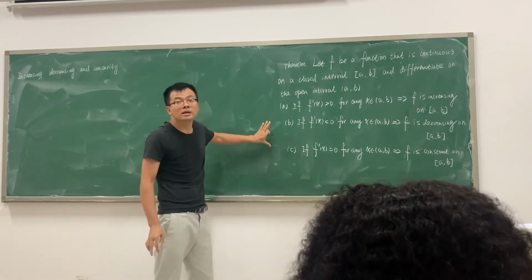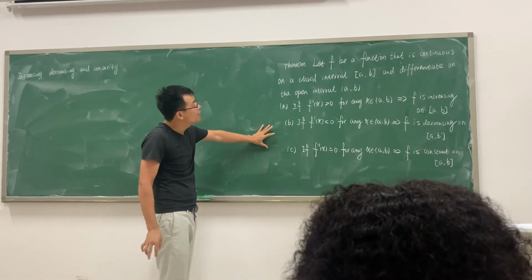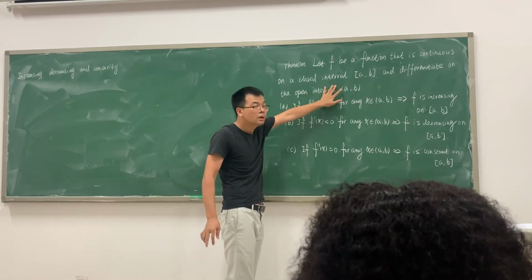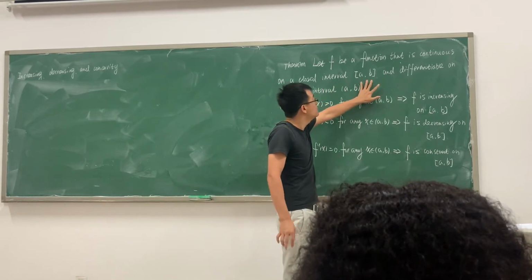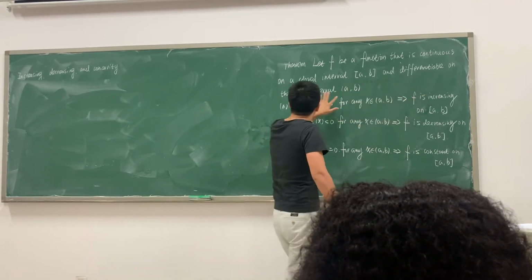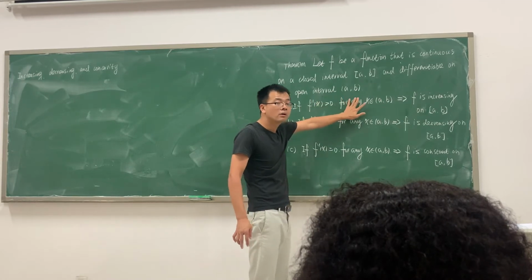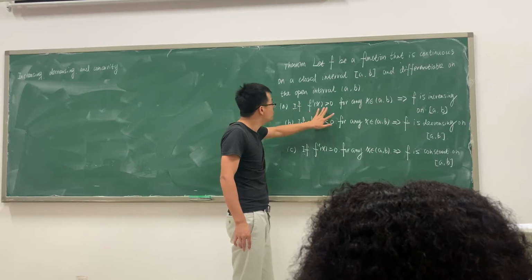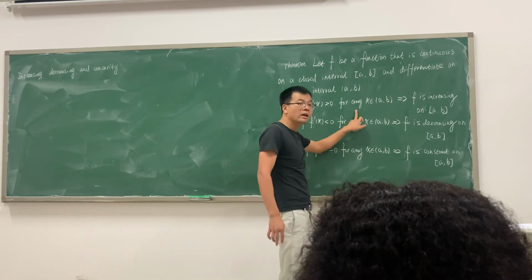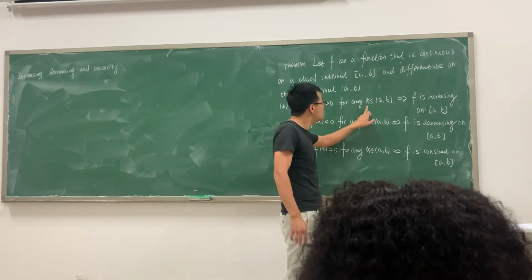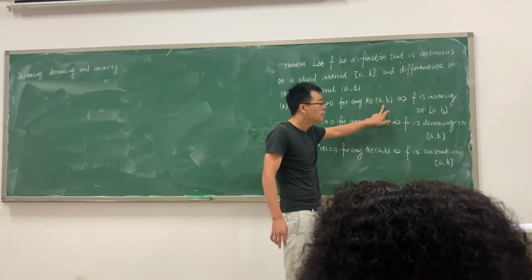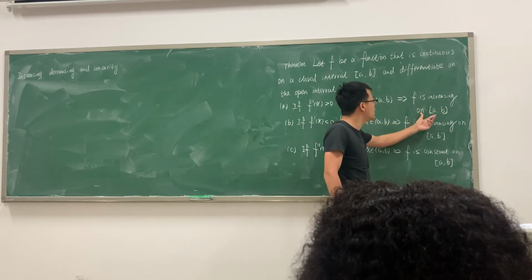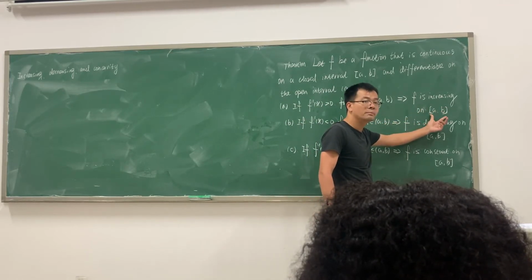Now we can see this result, okay? Let f be a function that is continuous on a closed interval [a, b], okay, [a, b], and differentiable on the open interval (a, b), okay, (a, b). So if f prime greater than 0, for any, okay, here is any, for any x belongs to (a, b), here is the open interval, then f is increasing on closed interval [a, b].